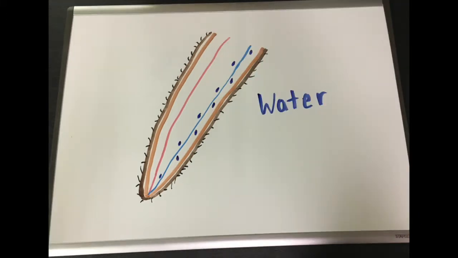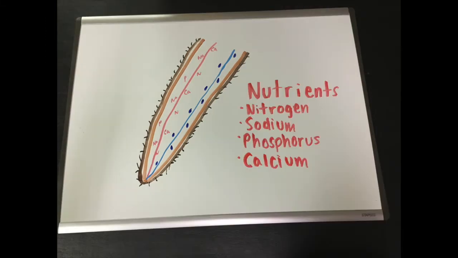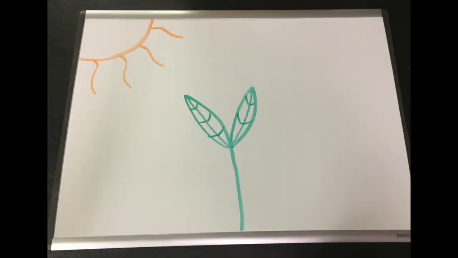Xylem is a tissue that carries water up the stem so it gets to all parts of the plant. Phloem is a different tissue that carries nutrients dissolved in water throughout the plant. It carries nutrients such as nitrogen, calcium, sulfur, phosphorus, and potassium. The main functions of roots are water and nutrient uptake, as well as holding the plant in place.